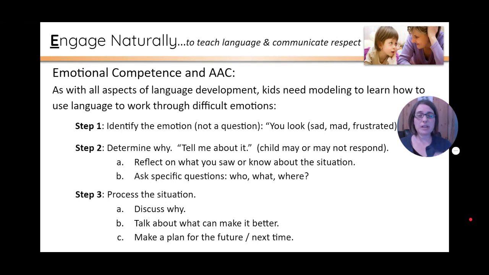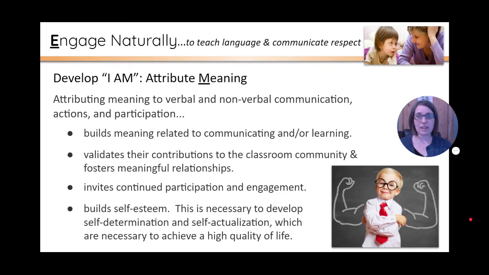So this process, and using a child's AAC to work through this process, it's a cumulative effect. It has to happen over time. But this is one of the things that is also discussed in quite a bit of length, actually, in Engage Naturally. As we engage naturally, again, we continue to value communicative attempts and attribute meaning to them. And in doing so, we develop that sense of I am. We build those meaningful relationships related to communicating and learning, and we validate contributions, which fosters meaningful relationships. We continue to invite participation and engagement so that we have an ongoing dynamic.